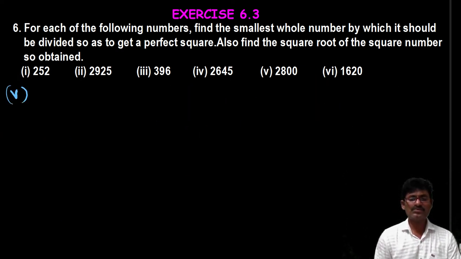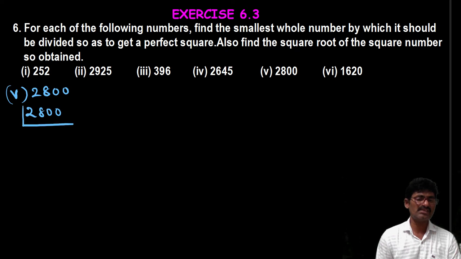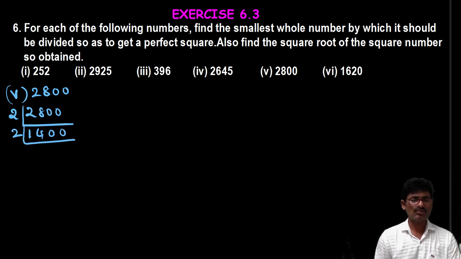So the fifth problem is 2800. Let us resolve this into prime factors. First start with 2: 2 times 1, 2 times 4, 0, 0. Then again with 2: 2 times 7 is 14, so 0, 0. Then 2 times 3 is 6, 1 will be there. Besides 0 we have 10, so 2 times 5 is 10 and then 0.